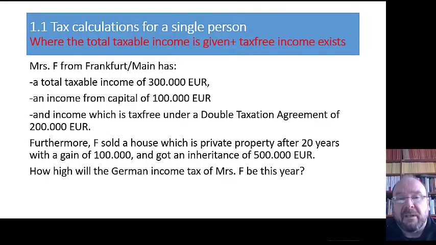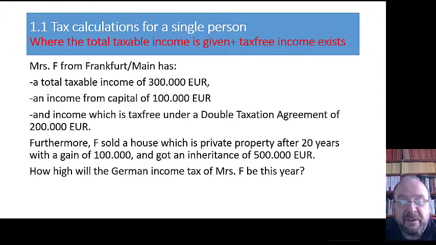Now, naturally, let's make the next case a bit more realistic or a bit more complicated, depending on how you prefer to see it. Mrs. F from Frankfurt, Maine has a total taxable income of 300,000, so that is already what remained after her special expenses and so on had been deducted. Additionally, she has an income from capital of 100,000.